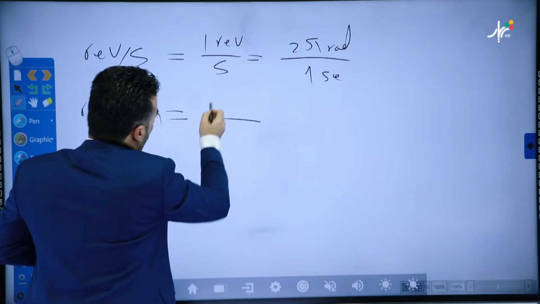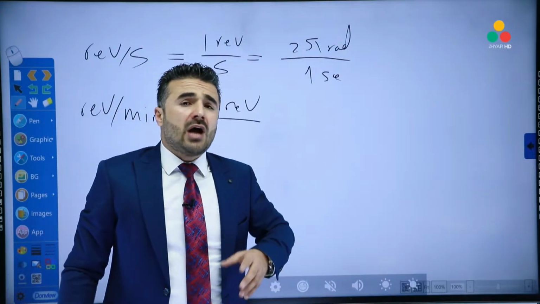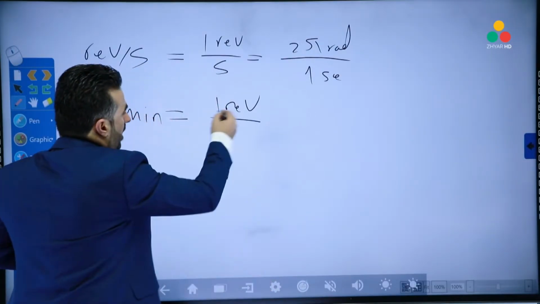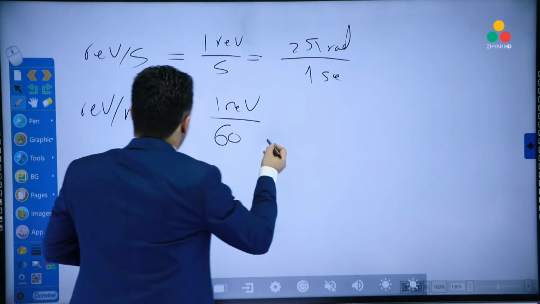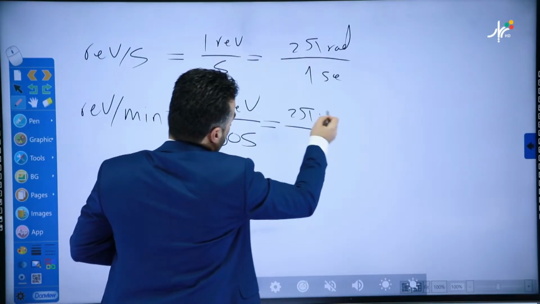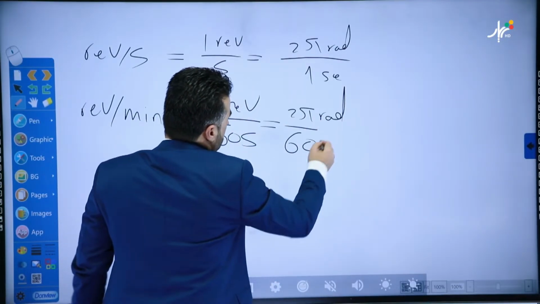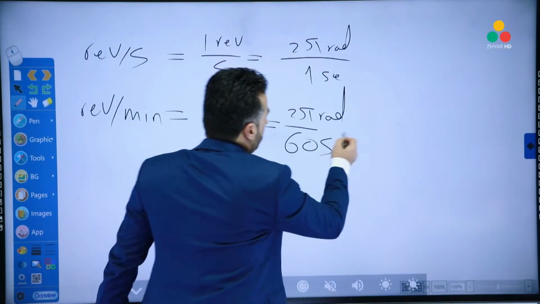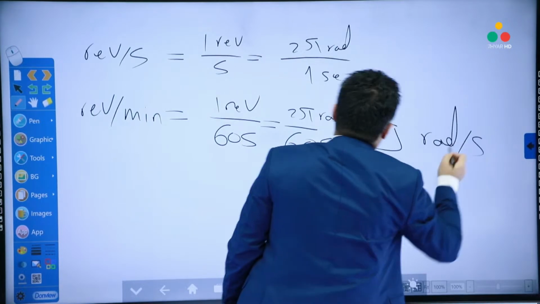So once again, 1 rev, right? And 1 minute equal to how many seconds? Equal to 60 seconds. So we can divide 1 rev by 1 minute, 60 seconds, of course. And you know that 1 rev equal to 2 pi radian, right? And 2 pi radian divided by 60 seconds. And of course, you can do the calculation. All right, and then you can find the answer in what? In radian per second, of course.